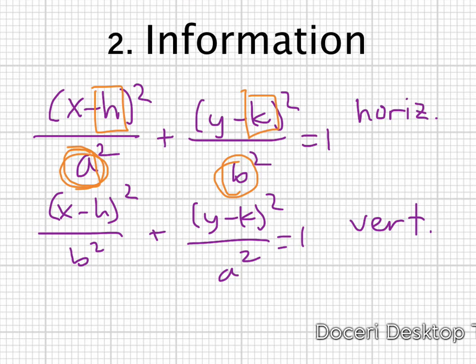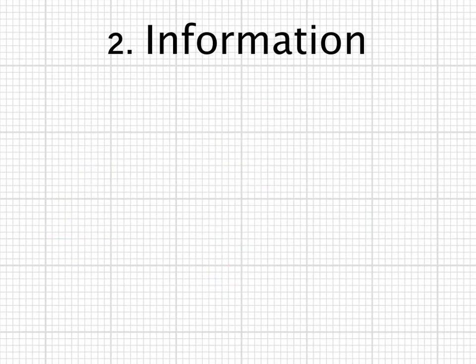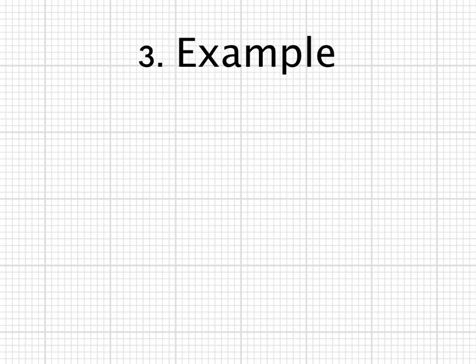And the same thing goes for a vertical ellipse. The only difference is your major axis is going up and down, and your minor axis is going left to right. Okay, I think that's all the information for this section. So let's go ahead and do an example and then give you your short answer questions, or your multiple choice and your free response.